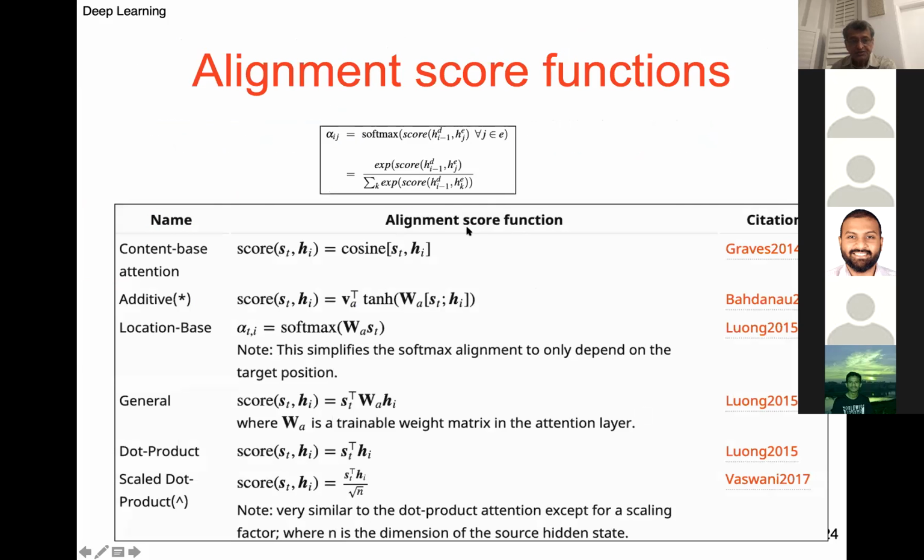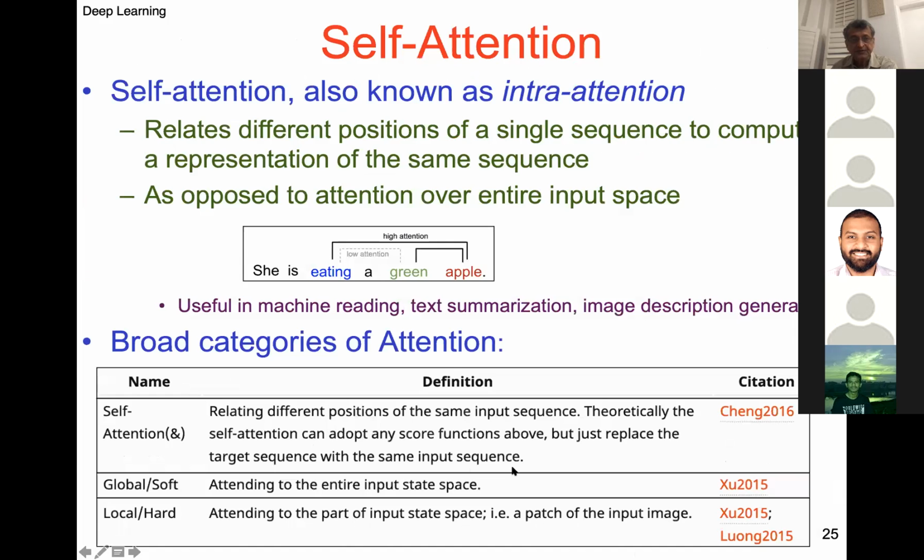Alignment score functions. There is content-based attention, additive, location-based, general. Here is dot product, which we just saw. Dot product is a measure of similarity, but there are so many variants here. And there are all these papers that have come out, and I guess the most recent of these is simply to use a scaled dot product. That seems to be the most recent one.